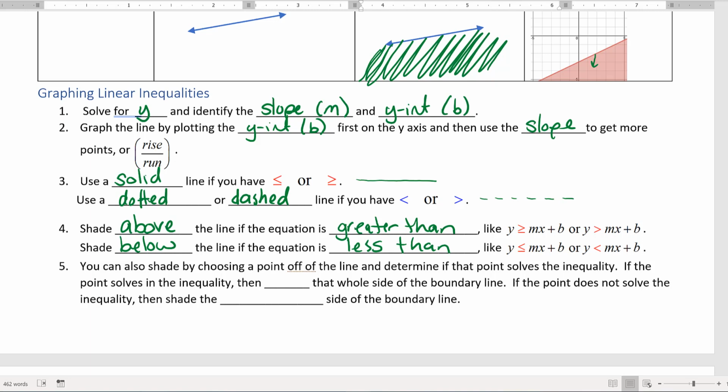Now there's also another way you can do this. You can choose the side you shade by picking a point off of the line, okay? And determine if that point solves the inequality. If the point solves the inequality, then shade that side. If the point does not solve the inequality, then shade the opposite side. No need to keep picking around until you find one that works. If one doesn't work on one side, then it has to work on the other side. So that's another way you can do it, and we're going to show you some examples of both.